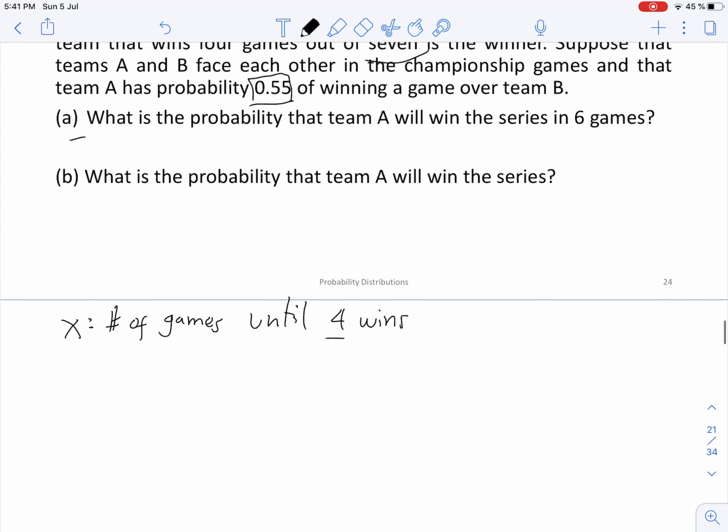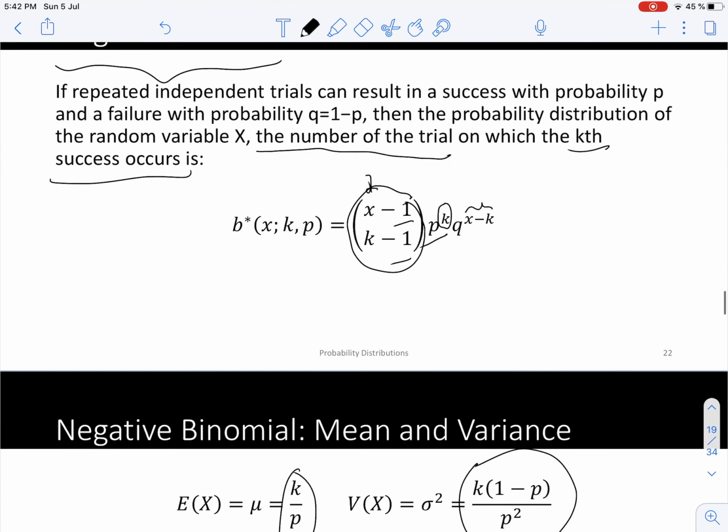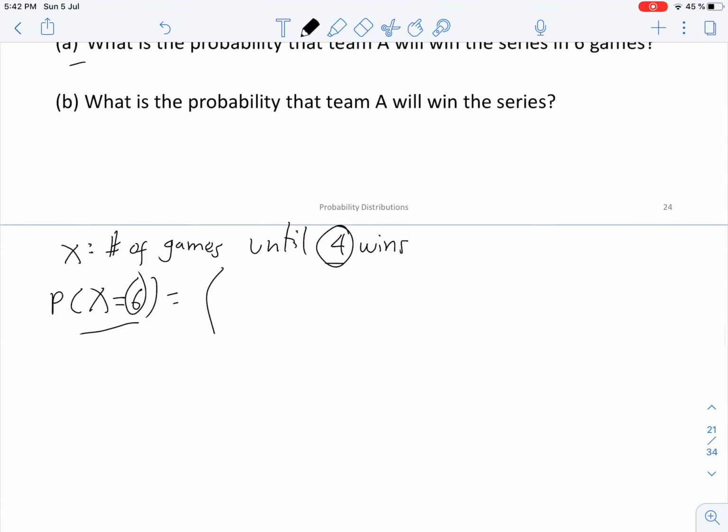Then in part A, we're being asked what's the probability that the random variable X is going to be equal to 6. That means getting 4 successes in 6 trials or in 6 games, right? So let's use the equation. This is x minus 1, from that we take k minus 1. For x minus 1 that will be 5, k minus 1 that will be 3. So from 5 we take 3.